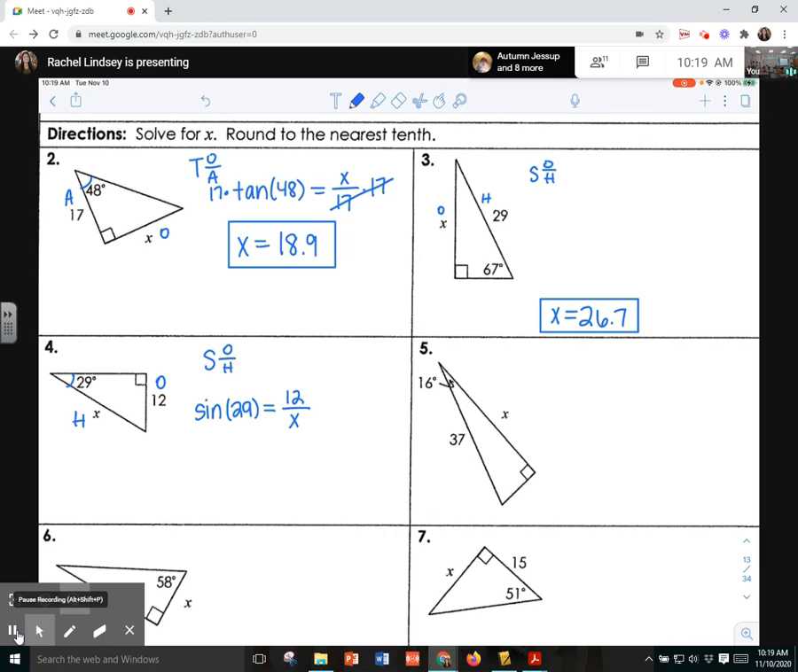So now since we have an x on the bottom, we can't just easily multiply in one step. We have to switch their places. So I'm going to switch the sine function and the x. So I have x equals 12 over sine of 29. And that should give you 24.8.